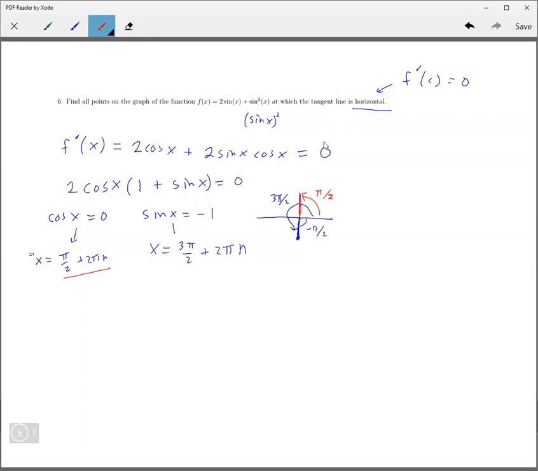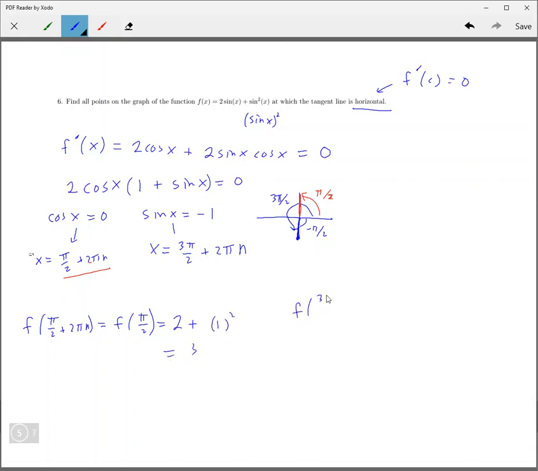So we also need to find what the function is at one of these points. So pi over 2 plus 2 pi n. Well, that's just going to be f at pi over 2, I'm sorry. And you plug it into the original function. This is 2 plus 1. That's going to be 3.